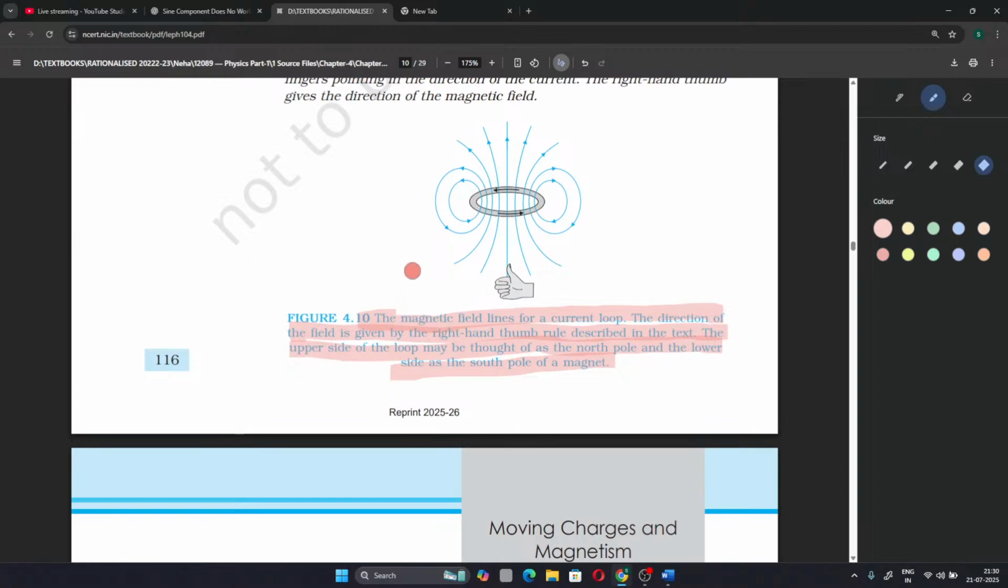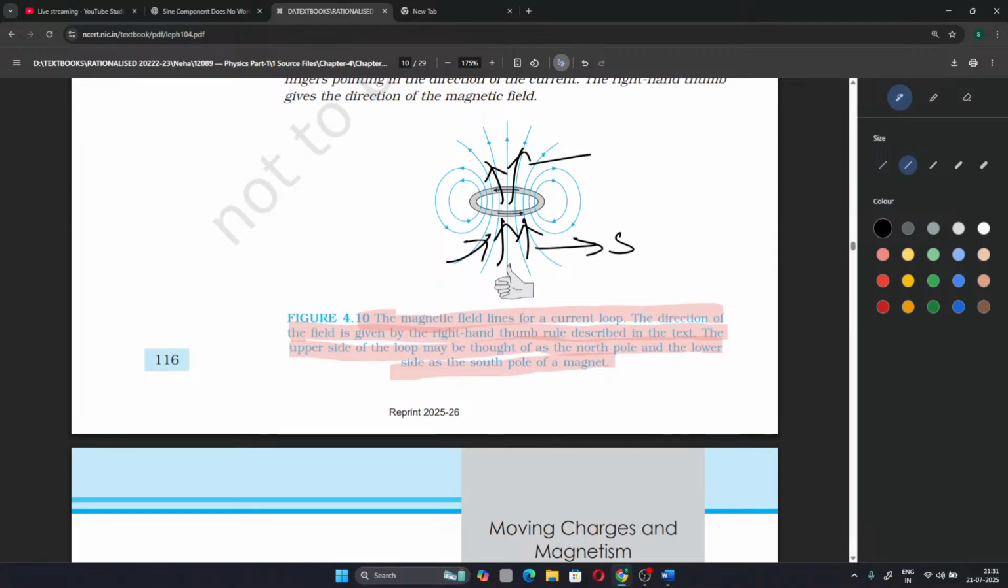In this case, when we apply the right hand thumb rule, we get the direction to be like this, and the lines come back like this. So this is the south pole, and this is the north pole of a bar magnet, where inside the loop the magnetic field lines are going from south to north, but outside they are going from north to south.